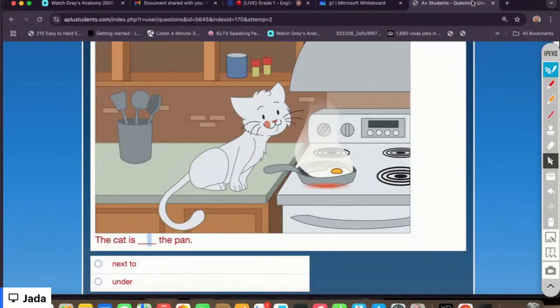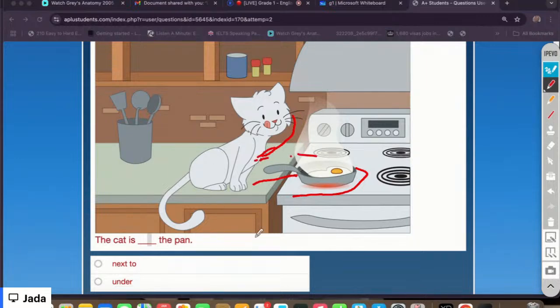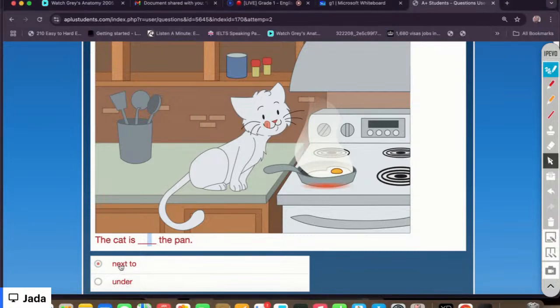Okay, so what do we think here? The cat is next to the pan or the cat is under the pan? So look at the cat here. This is the cat. This is the pan. Okay, so the cat is next to. Look at the cat, look at the pan. Next to the pan. If you say under, it's supposed to be below. But the cat is not under, it's beside. So it's next to. Okay? So the cat is next to the pan. Okay, so we click on next to.